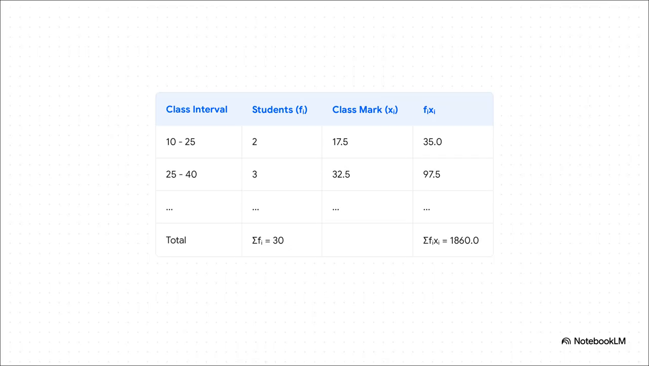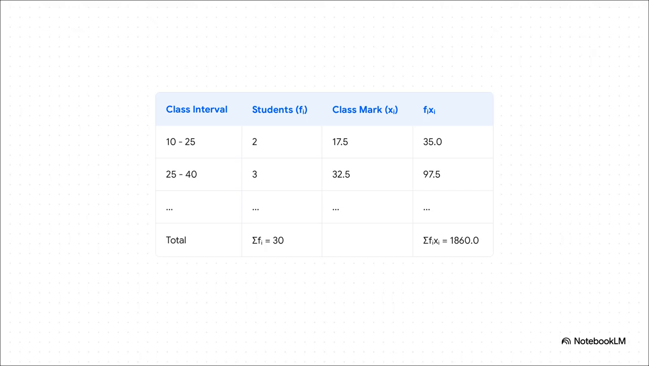Okay, let's look at this table together. First, we find the class mark, or xi. Don't worry, it's just the midpoint of each class interval. Then, we simply multiply this class mark, xi, with the number of students, fi, to get our last column, fixi. To find the mean, all we do is divide the total of the fixi column by the total number of students. So that's 1860 divided by 30, which gives us 62.